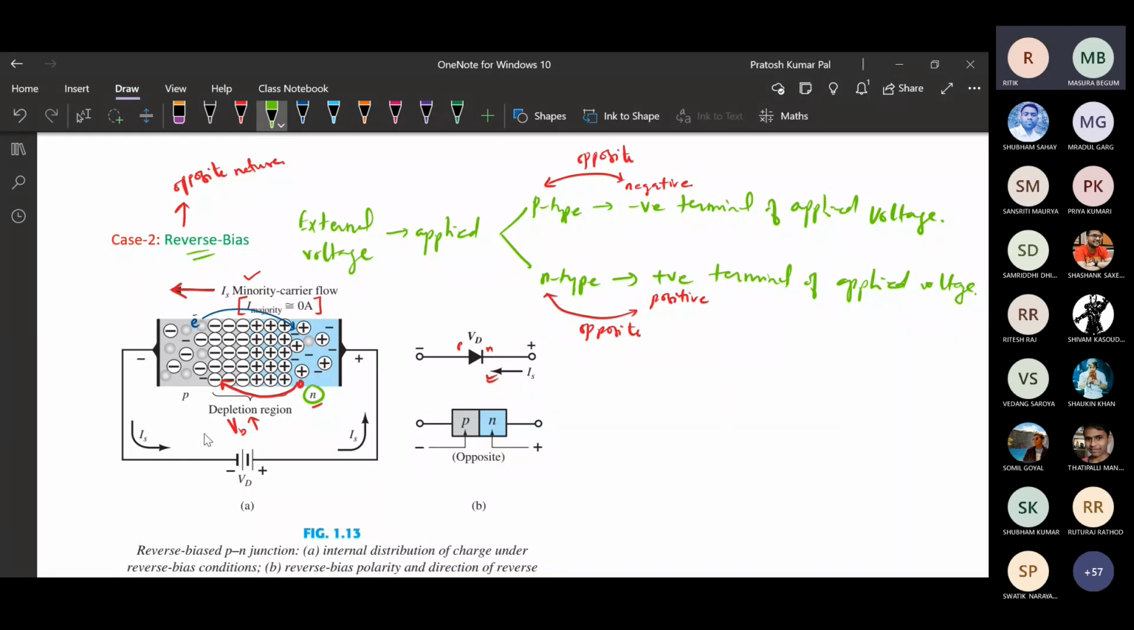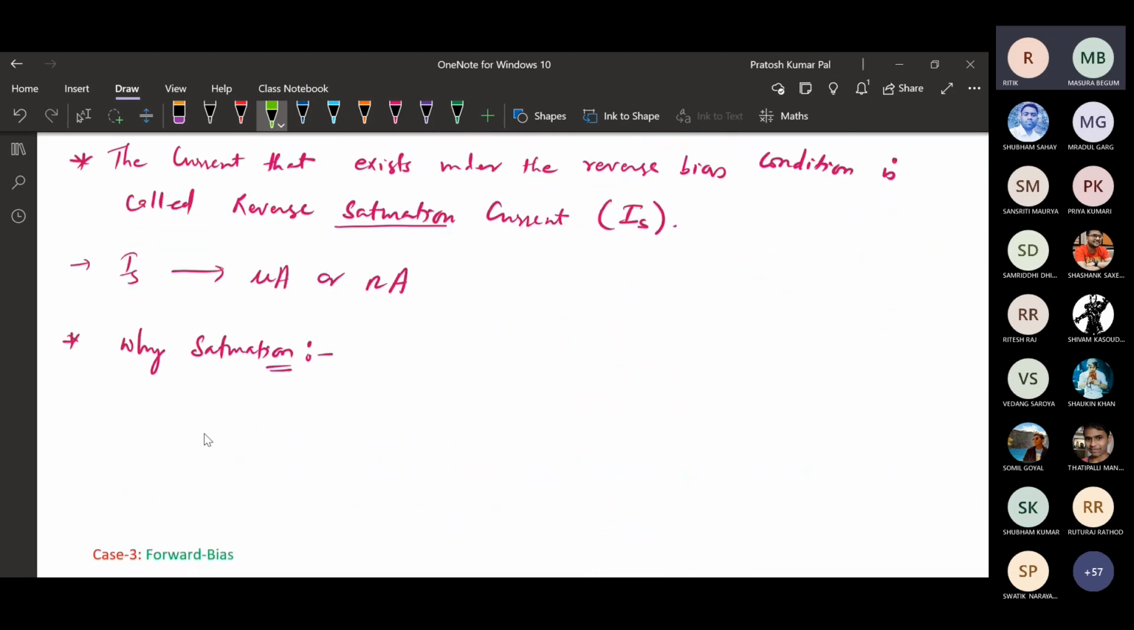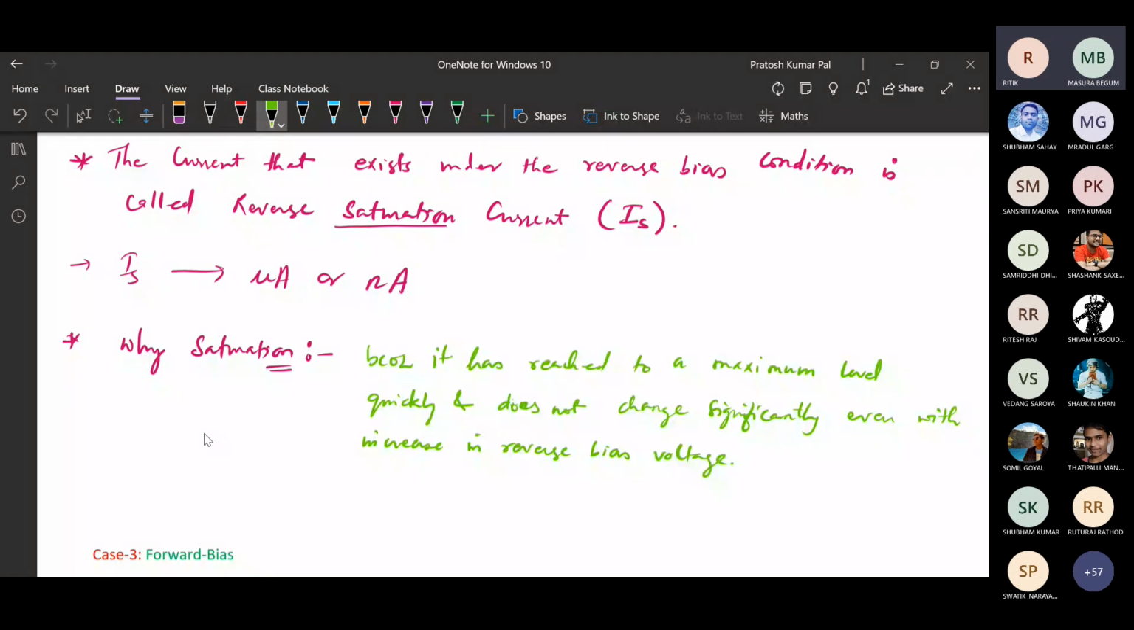The reverse current is not going to increase. That means it has reached its maximum, a level that is called the saturated level. It has just saturated. That's why it is called a saturation current, reverse saturation current. It is called reverse saturation current because it has reached a maximum level. So even if we are applying the reverse bias voltage, it will not increase or decrease. That's why it is called reverse saturation current.